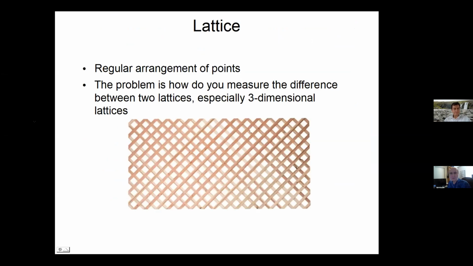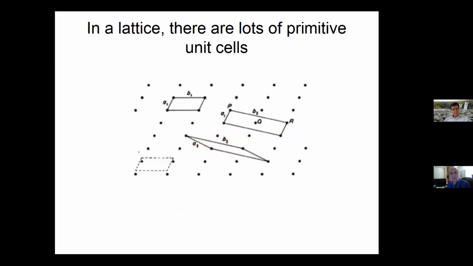So the problem is, there's lots of lattices. This is a nice two-dimensional lattice. But how do you compare this to a tiled floor? And it gets much harder when you get into 3 dimensions. And in higher dimensions yet, it's an even more difficult problem. We'll talk about that briefly.